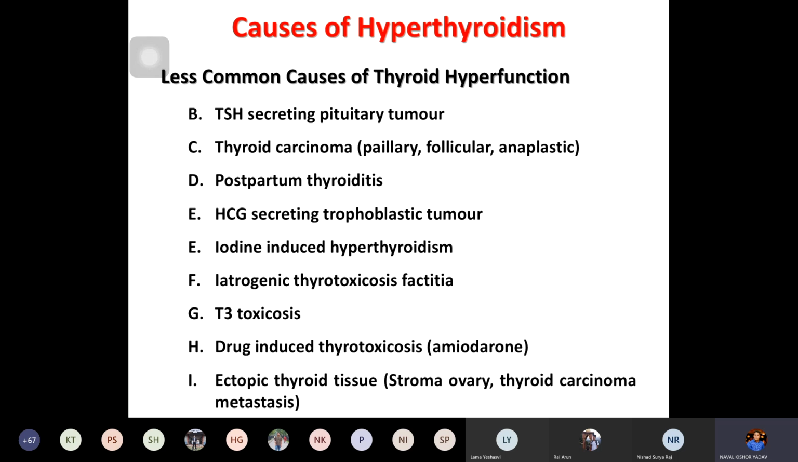And here you can see TSH-secreting pituitary tumors, thyroid carcinoma, postpartum thyroiditis, hCG-secreting trophoblastic tumors, iodine-induced hyperthyroidism, T3 toxicosis, and drug-induced thyrotoxicosis. So these are a few causes of hyperthyroidism. It is also divided into two groups, primary and secondary hyperthyroidism.